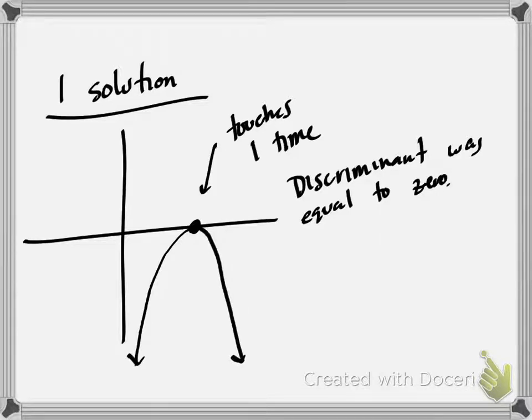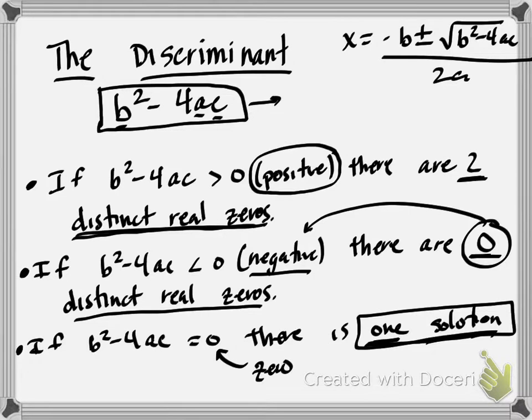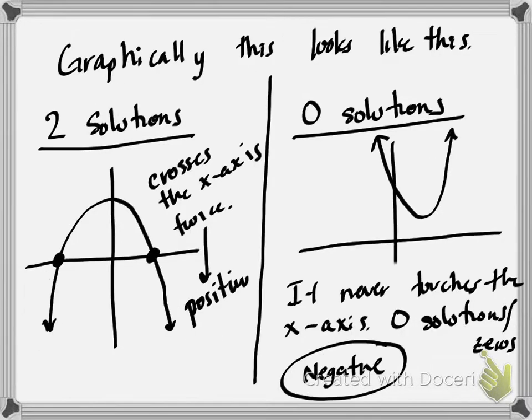There are a couple of problems on the con practices where they'll give you a graph and ask you, is the discriminant positive, negative, or 0? You just have to look and see how many times it touches, come back to your little list, and say, okay, 2 equals positive, 0 equals negative, and if it touches once, the discriminant equals 0 and it's a one solution.